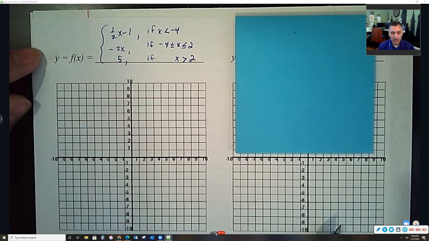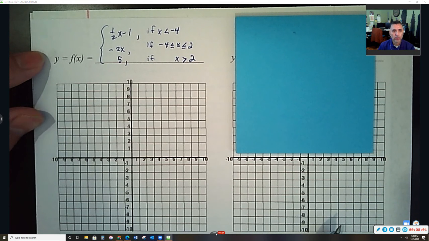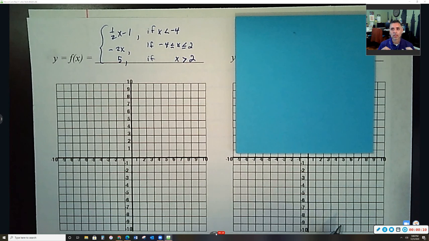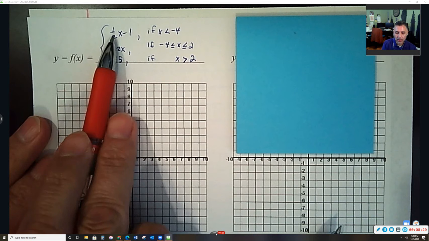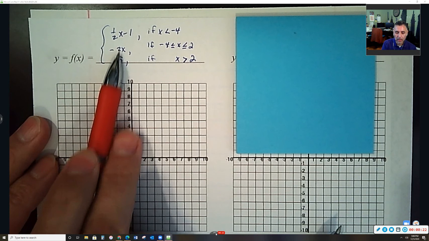Okay, so I'm going to explain how you would graph this function. Now this one is called a piecewise defined function, and really it's called that way because you're taking pieces of different functions and then putting it together. What I like to do when I teach these is show kids, hey, this is really three different functions.